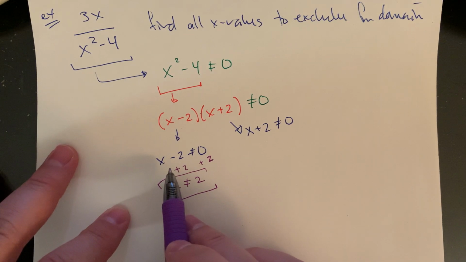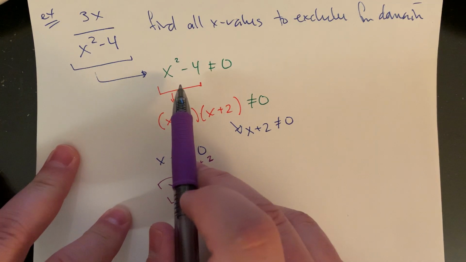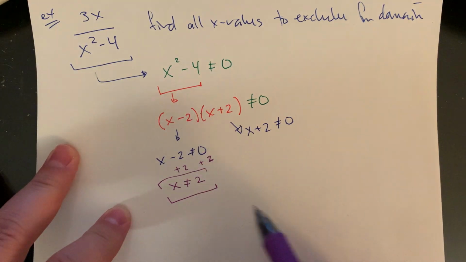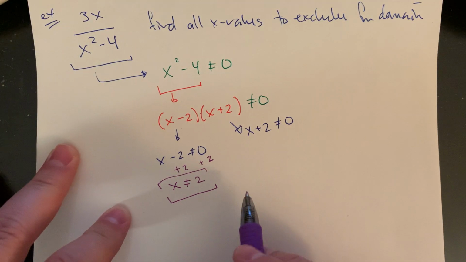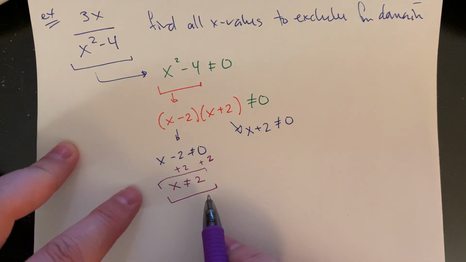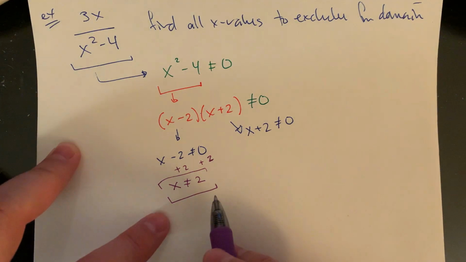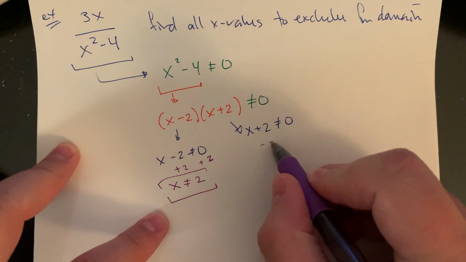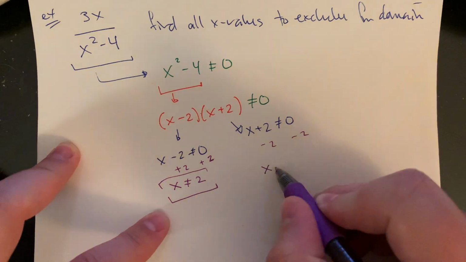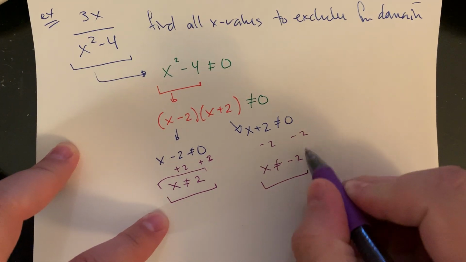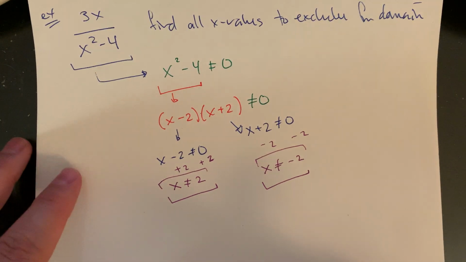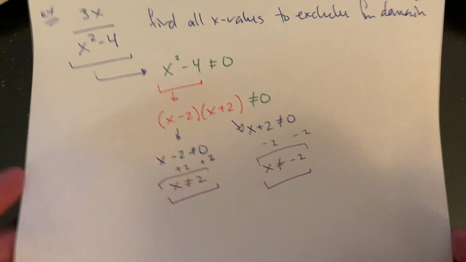These are pretty obvious once you break them down in a way that maybe the original one here is not so obvious, right? X squared minus 4, maybe at first glance you don't realize, but once you break it down, x minus 2, you would have to exclude positive 2, and then on the other side, if we subtract 2 from both sides, that means x cannot equal negative 2, right? That's kind of the basics of it.